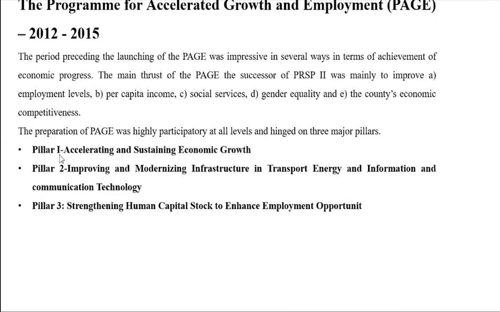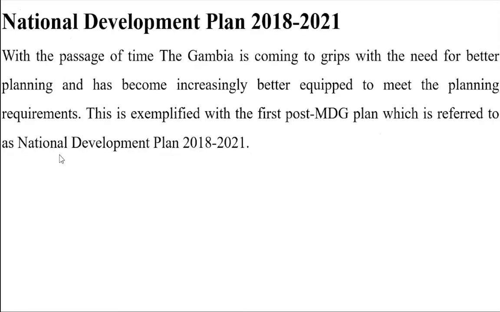After the PRSPs, we now have the Program for Accelerated Growth and Employment, PAGE, 2012 to 2015. The preparation of the PAGE was highly participatory at all levels and hinged on 3 major pillars. The first pillar is accelerating and sustaining economic growth. The second pillar, improving and modernizing infrastructure in transport, energy, and information and communication technology. And the third pillar was on strengthening human capital stock to enhance employment opportunity.